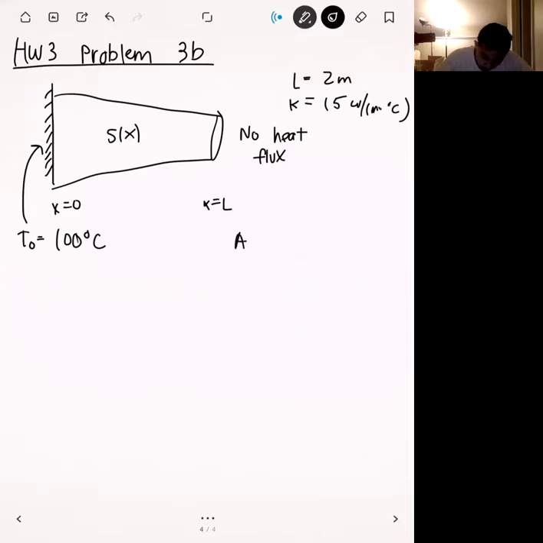Area is going to be changing because we have a tapered rod. So our area is going to be 0.5 minus 0.1x. That lets our rod decrease in area. And then our thermal generation function will be 1/2 x squared. For this problem, we want to solve for an approximate weak form solution.